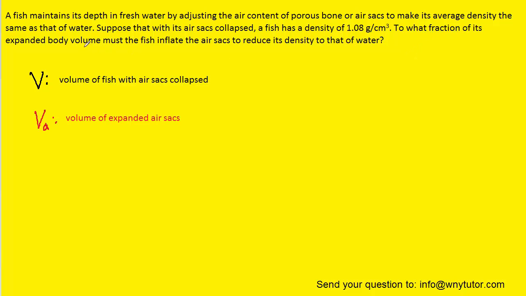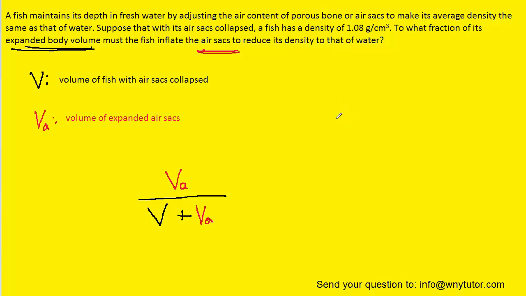It wants the fraction of the expanded body volume. Now, the expanded body volume would be the volume of the fish with its air sacs unfilled with air, or the air sacs are collapsed, plus the volume of those air sacs once they've been filled up with air. That would be the total expanded body volume of the fish. In the numerator of our fraction, we're going to put the volume of the air sacs themselves, so that would be the VA. So this is the expression that we have to evaluate.